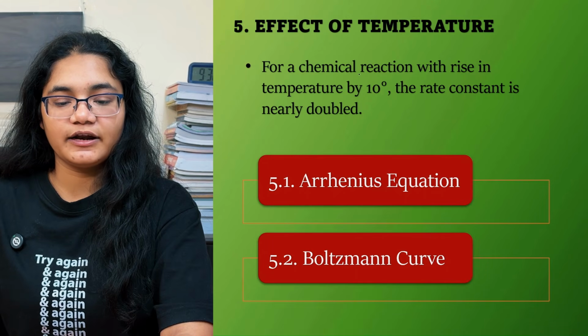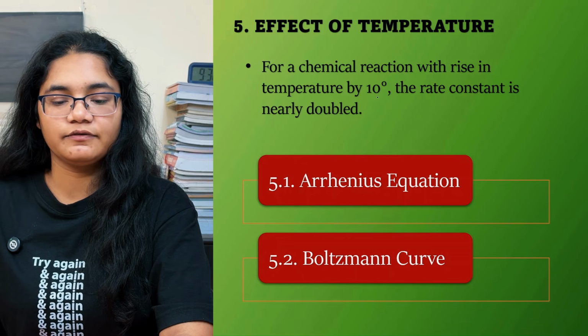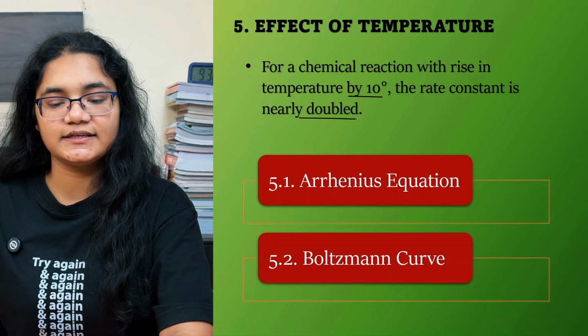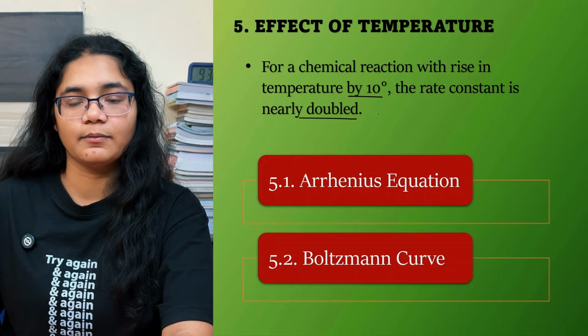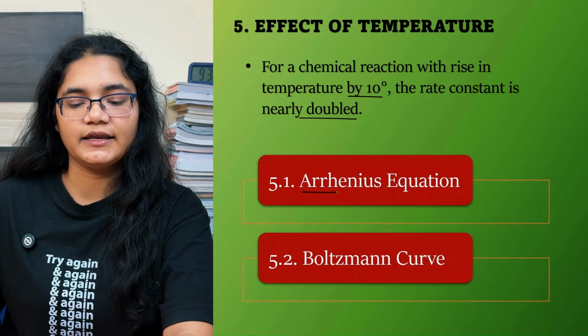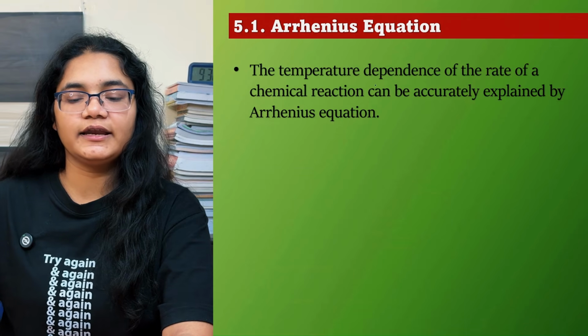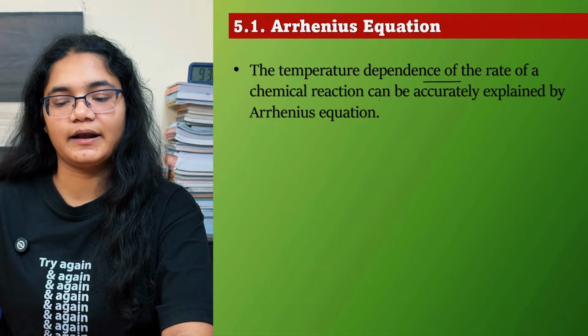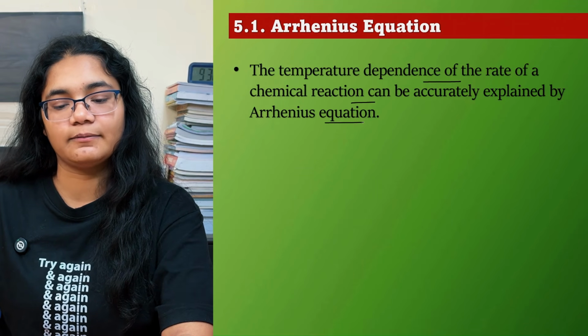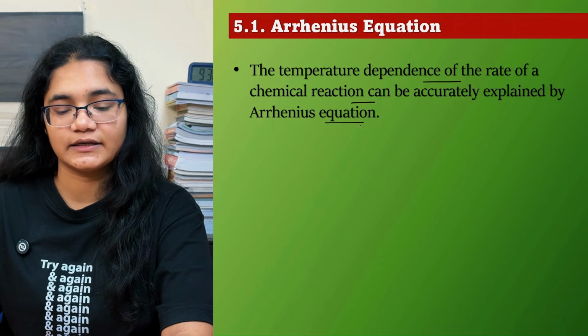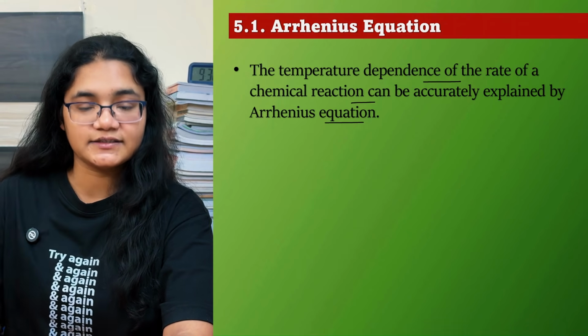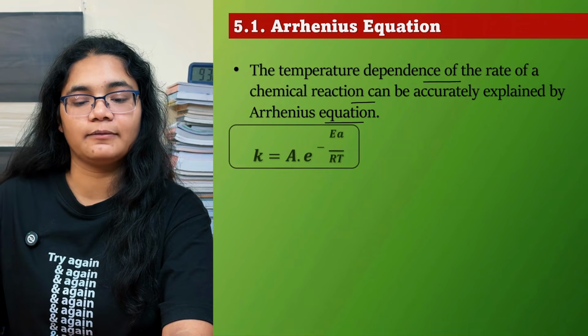Next, we'll see the effect of temperature. For a chemical reaction, with a rise in temperature by 10 degrees Celsius, the rate constant is nearly doubled. We have the Arrhenius equation and the Boltzmann curve, so we'll discuss these two. The Arrhenius equation tells you that the temperature dependence of the rate of a chemical reaction can be accurately explained by it. That means when the temperature changes, how the rate will change is explained by the Arrhenius equation.